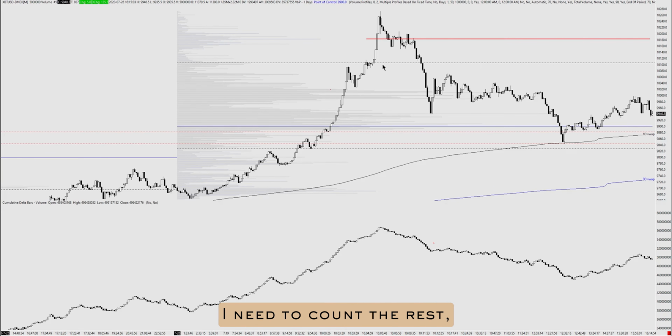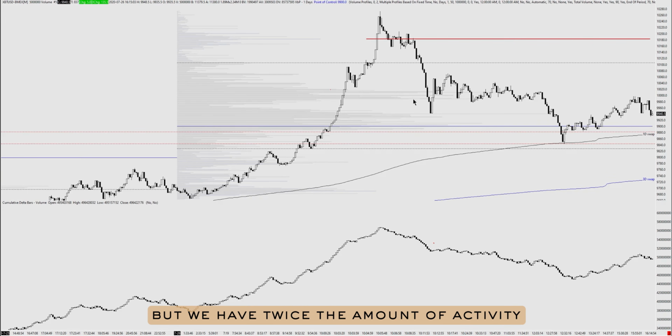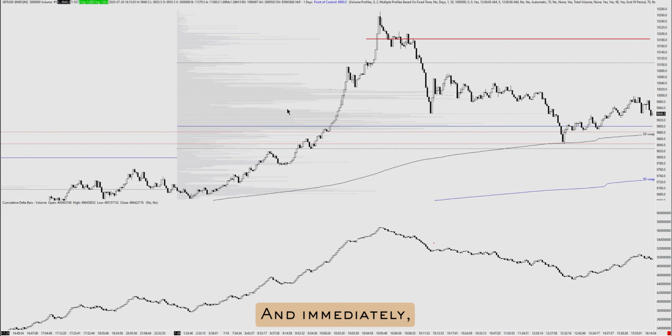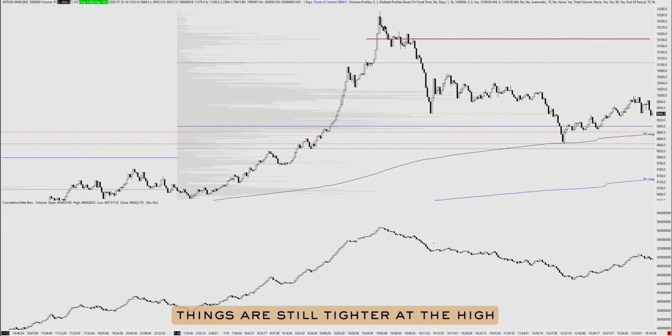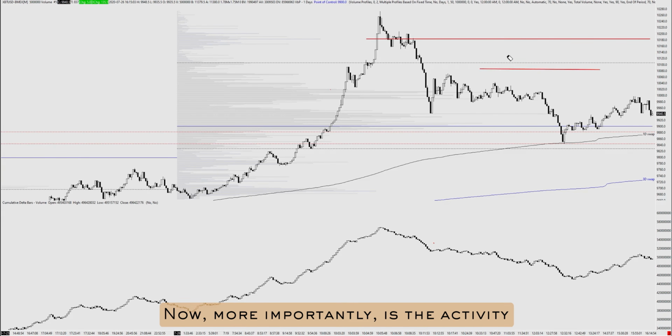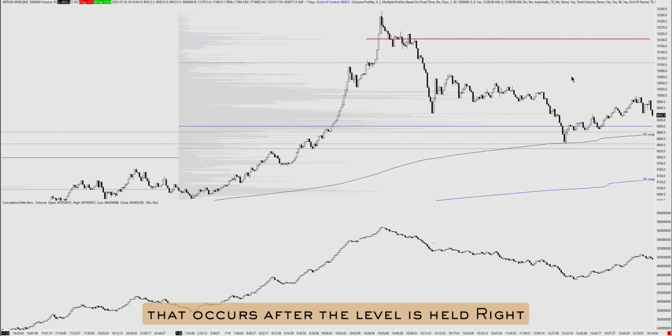Now, I don't think I need to count the rest, but we have twice the amount of activity above this level already. And immediately, even in the initial sell-off, you could see things are still tighter at the high. So we get an initial sell-off, and then things again become tight as well. Now, more importantly is the activity that occurs after the level's held, right?